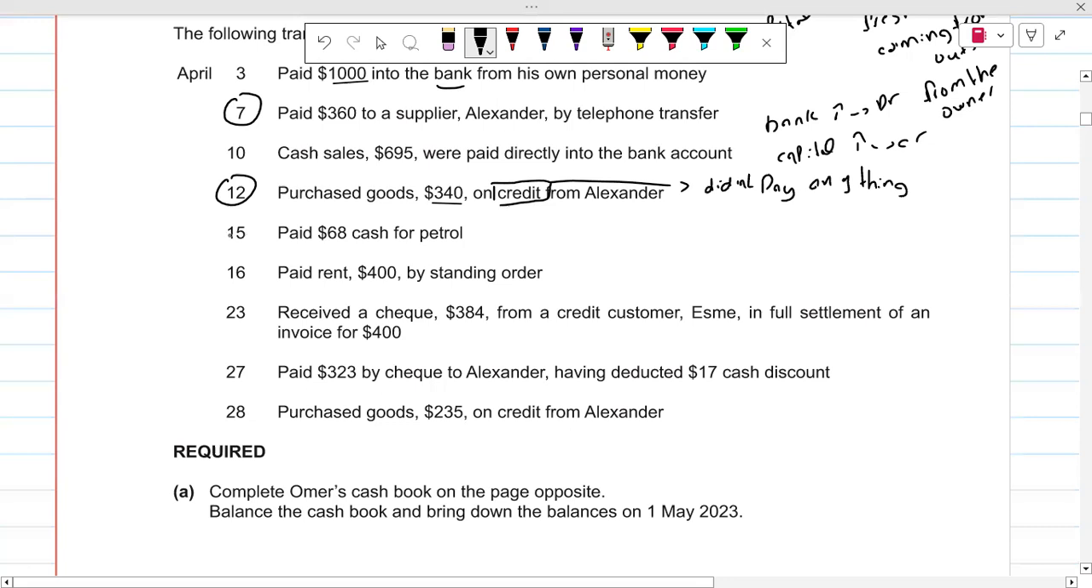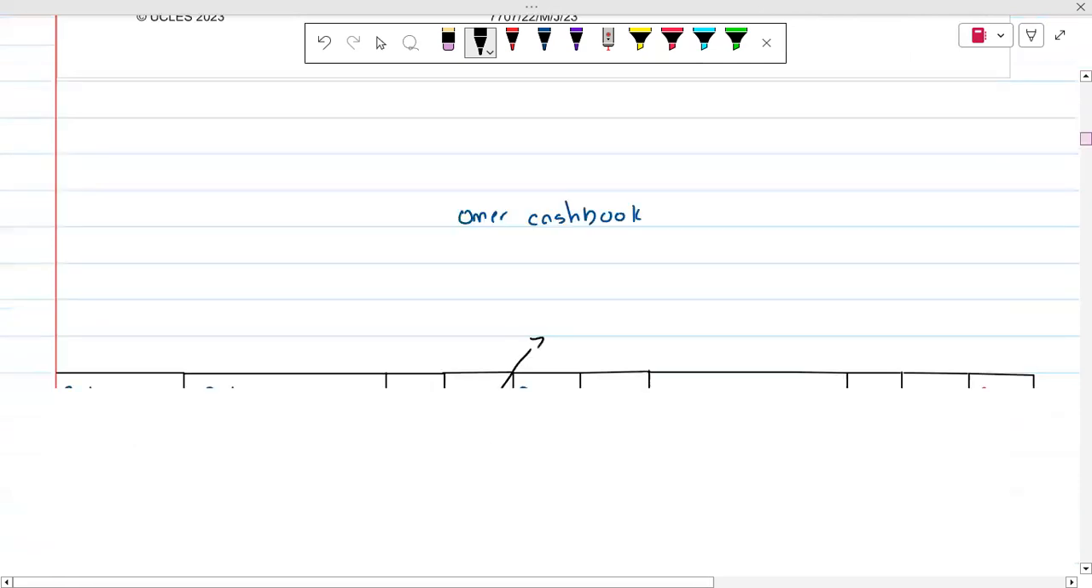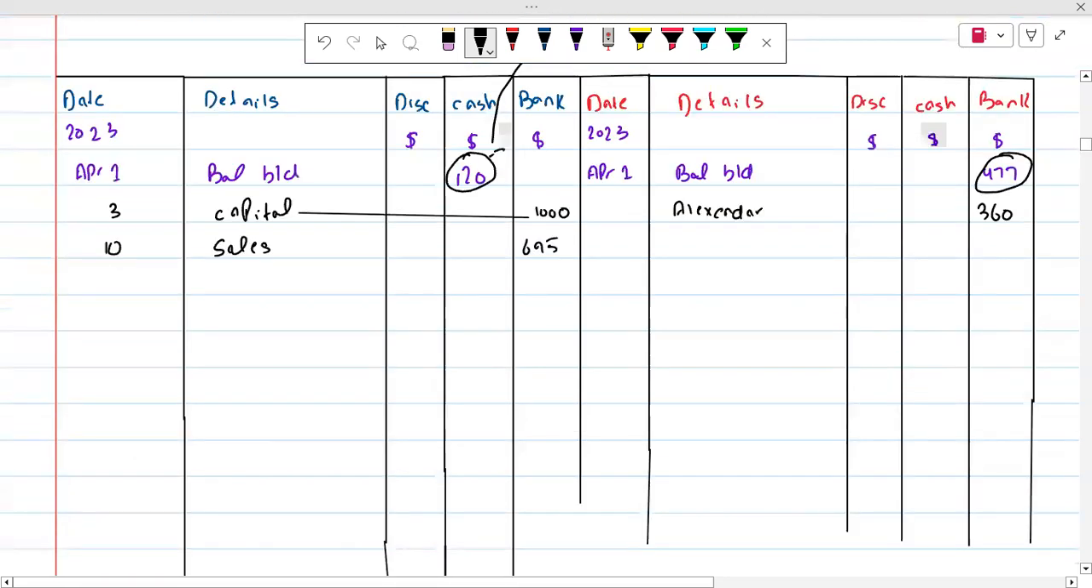After that, on 15 April, paid $68 cash for petrol. Of course, if we paid $68 for gas, it means we have to decrease this amount. It happened on 15 April.